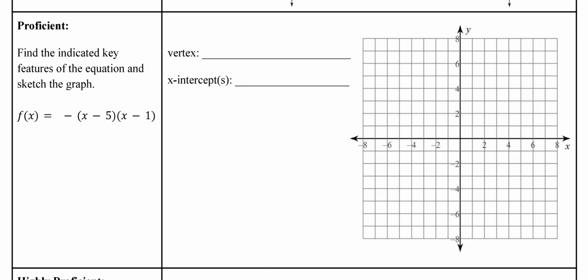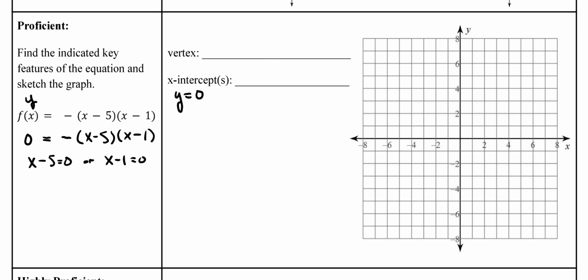So the x-intercepts, we must keep in mind, are where y equals 0, and here f of x is the same as y. So I'm just going to say, is this equal to 0? I have 0 equals negative (x minus 5) times (x minus 1). And you can only multiply and get 0 if one or the other factor is equal to 0. So what is x minus 5 equal to 0? Or what is x minus 1 equal to 0?